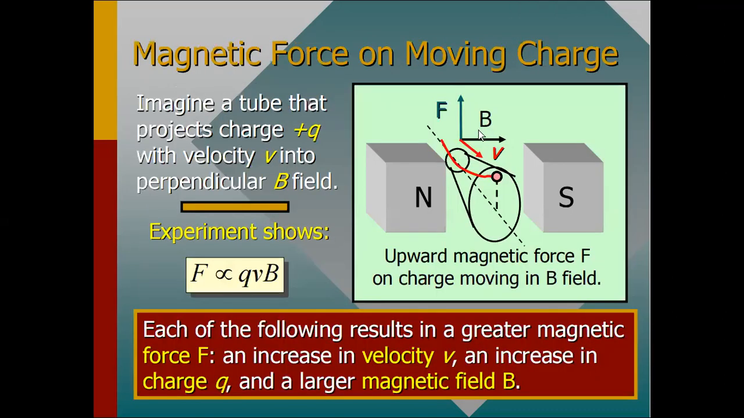Magnetic force on a moving charge: if we imagine a tube that projects a charge q, moving with a velocity v which is perpendicular to the magnetic field B, then this experiment shows F equals qvB. Upward magnetic force F on a charge moving in B: increases in velocity v and increases in charge q, and a larger magnetic field B will produce greater magnetic force. So this force is actually called the Lorentz force.